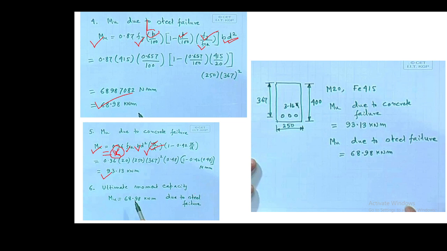So the ultimate moment capacity is 68.98 kilonewton meter due to the steel failure. Here you can see that due to the concrete failure it is 93, and due to steel failure it is 68.9. Is this design good? Good means, is this design optimum, or what should we do to make it optimum?